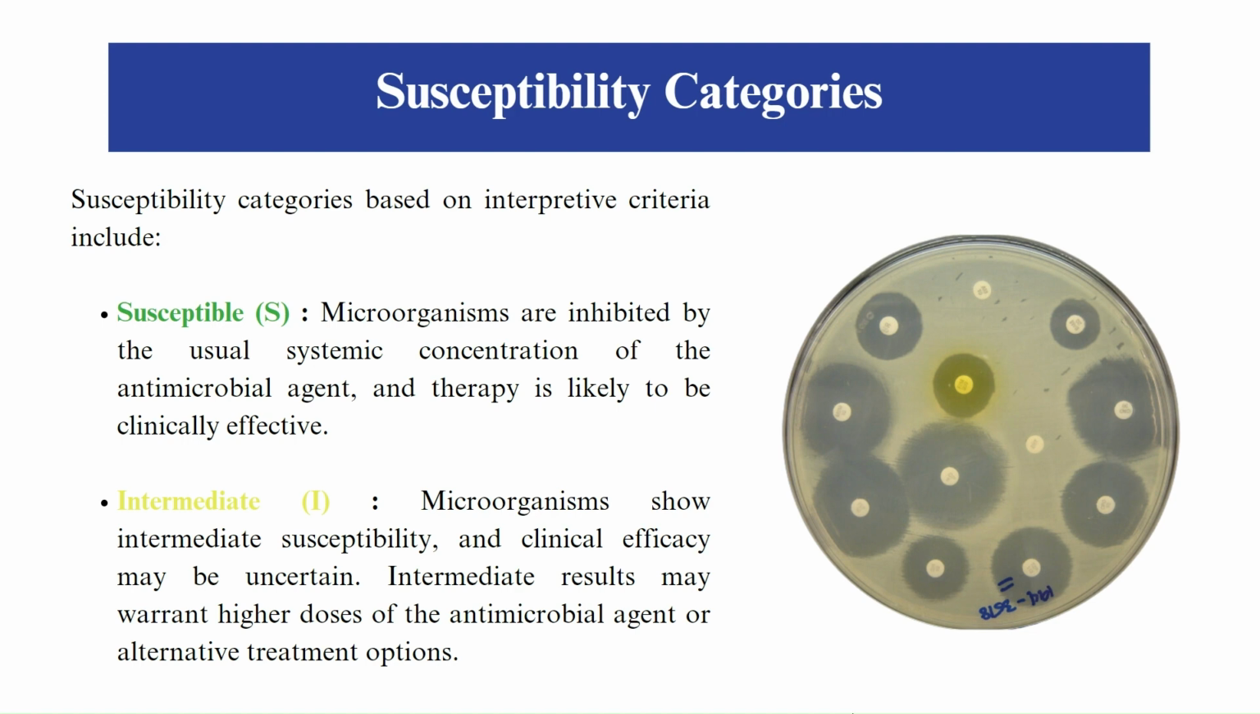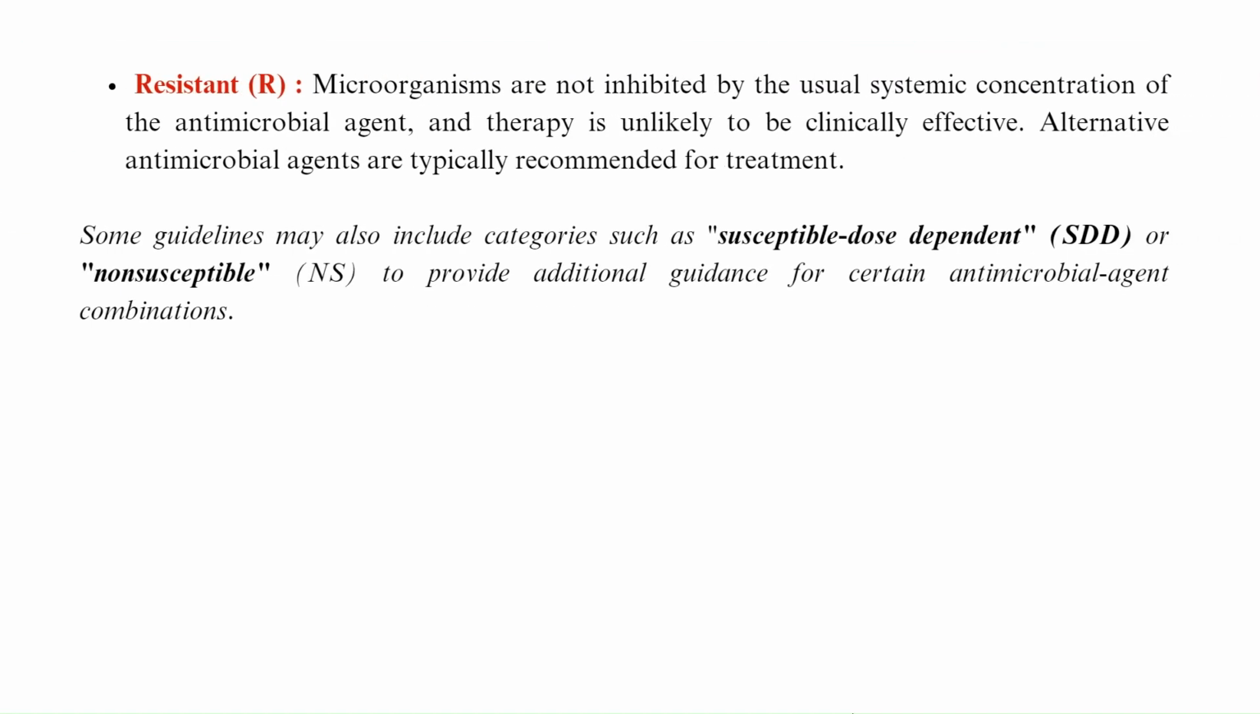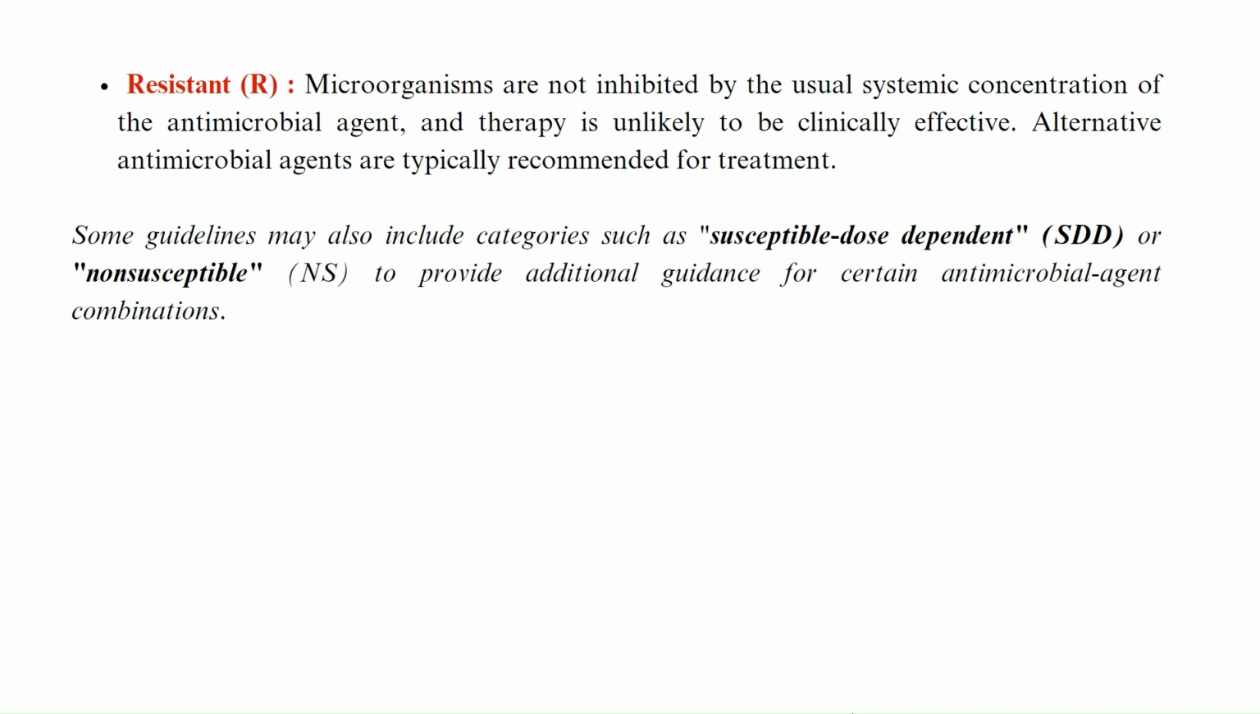Intermediate. Microorganisms show intermediate susceptibility, and clinical efficacy may be uncertain. Intermediate results may warrant higher doses of the antimicrobial agent or alternative treatment options. Resistant. Microorganisms are not inhibited by the usual systemic concentration of the antimicrobial agent, and therapy is unlikely to be clinically effective. Alternative antimicrobial agents are typically recommended for treatment.